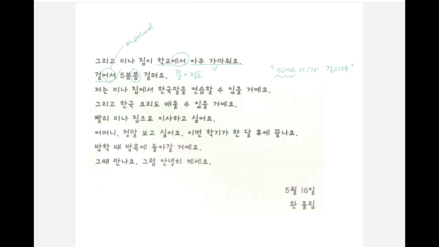저는 미나 집에서 한국말을 연습할 수 있을 거예요. It's quite simple. Where's the subject? 저는, subject. Where's the verb? 연습할 수 있을 거예요. Oh, such a long verb, isn't it? 자, let's analyze it. How many components are there? Base form, 연습하다, to practice. 을 수 있다, can, plus 을 거예요, which means future tense. So, all together, how would you interpret it? I will be able to practice what? Korean. This is the object. Where? At Mina's house. Done? 자, I will be able to practice the Korean language at Mina's house.